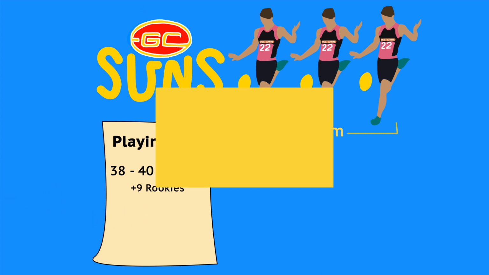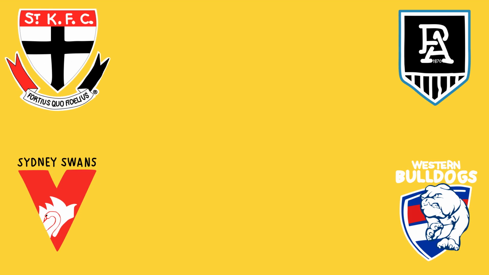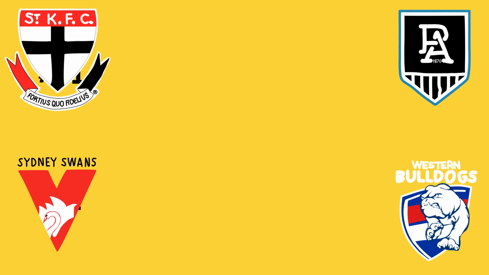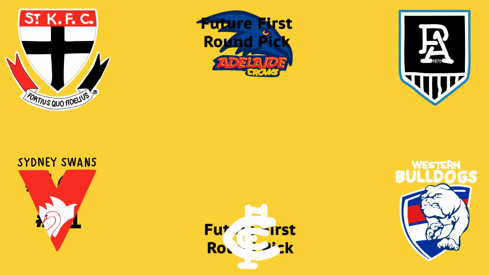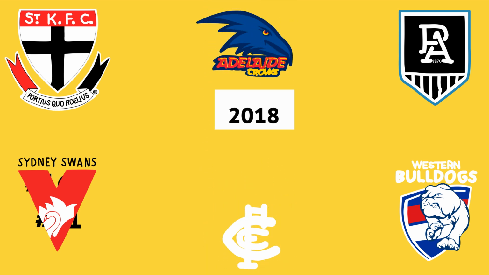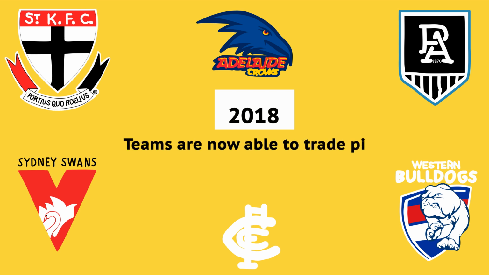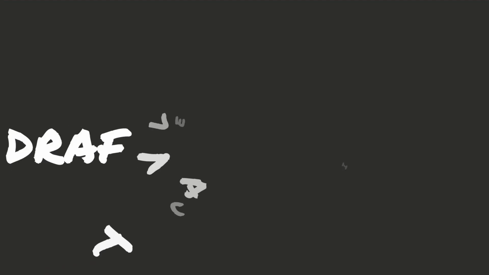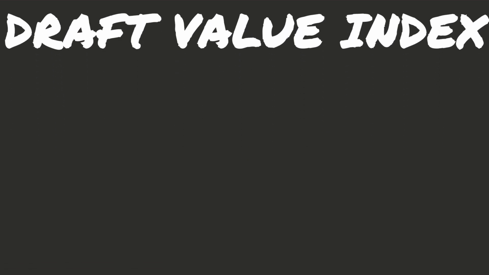Pretty simple so far. The original order of the draft, however, will change dramatically over time as teams exchange draft picks with each other. These picks can be given to another team in exchange for players, or simply just other draft picks. Teams are also allowed to trade the future draft picks they'll receive in the next season. Last year, further chaos was added as teams are now able to trade selections while the draft itself is happening.